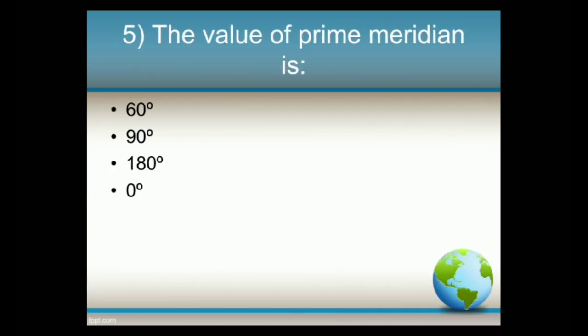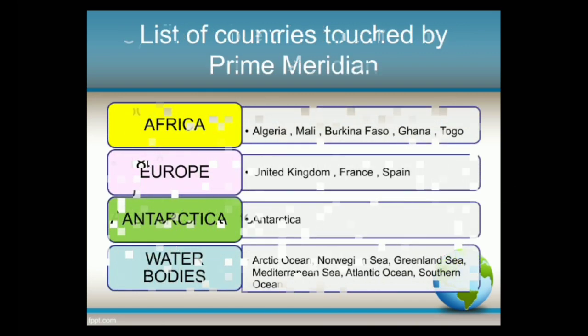Next, the value of prime meridian is, and it is 0 degree longitude. Here is also given the list of countries touched by the prime meridian. The prime meridian passes through 5 countries of Africa, 3 countries of Europe, 6 water bodies, and Antarctica.